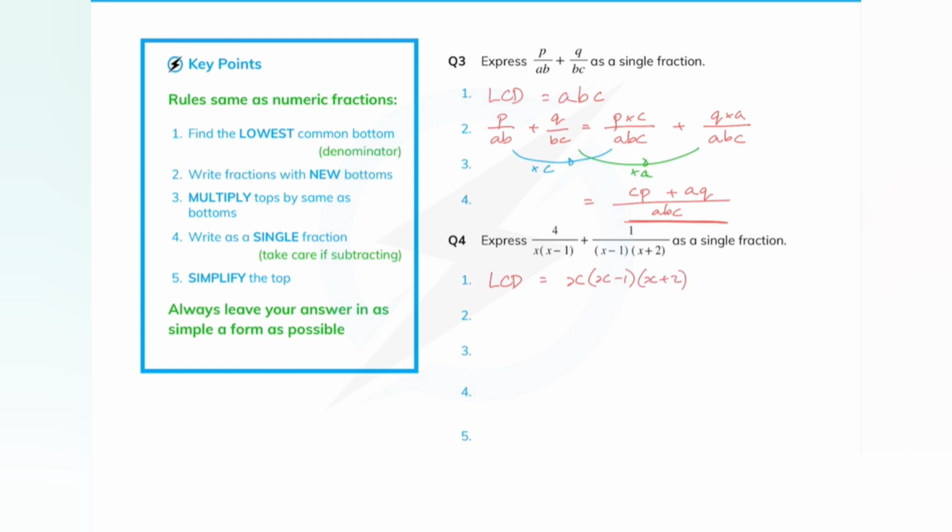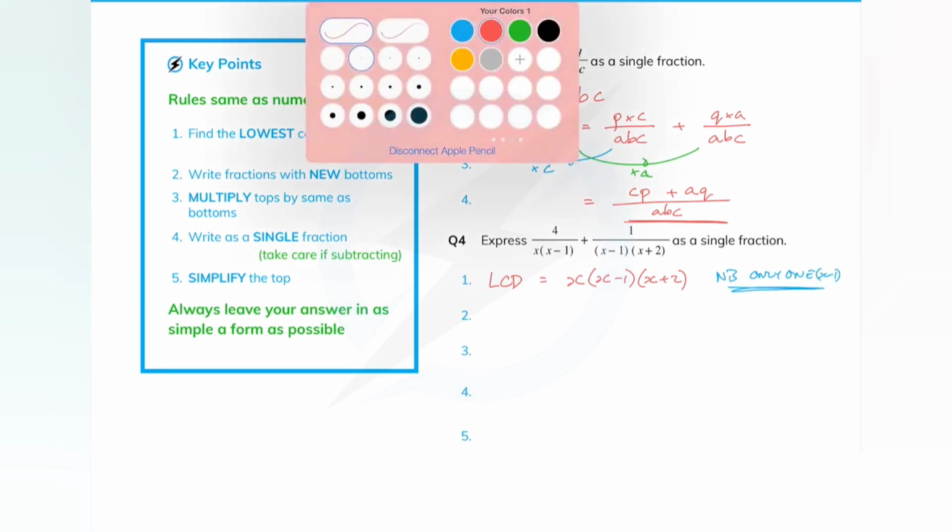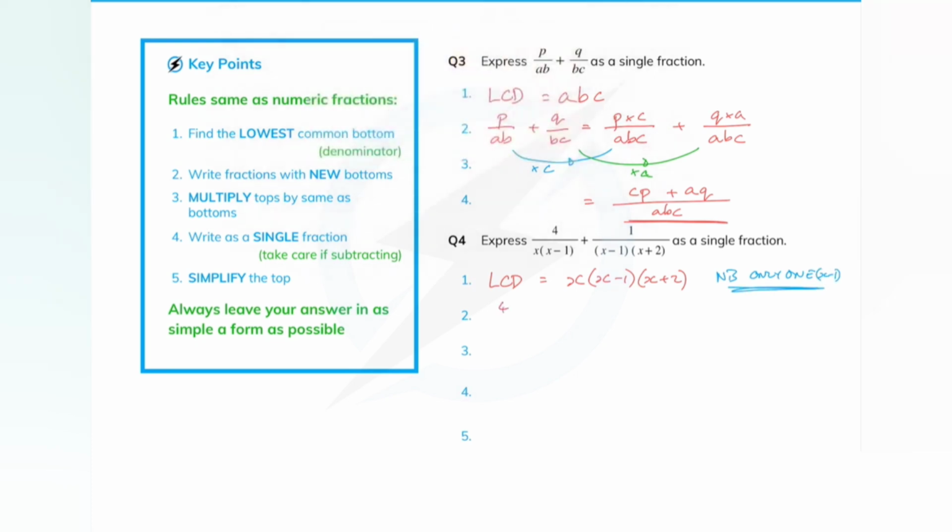I don't need x minus 1 squared. In fact, if I do, the whole thing becomes more complicated. So let's just make that point, NB, there's only one x minus 1. Okay, I don't need two of them. Right, moving on, we can now just do the question in the same way as we've done the previous three. I've got 4 over x minus 1 plus 1 over x minus 1 x plus 2.